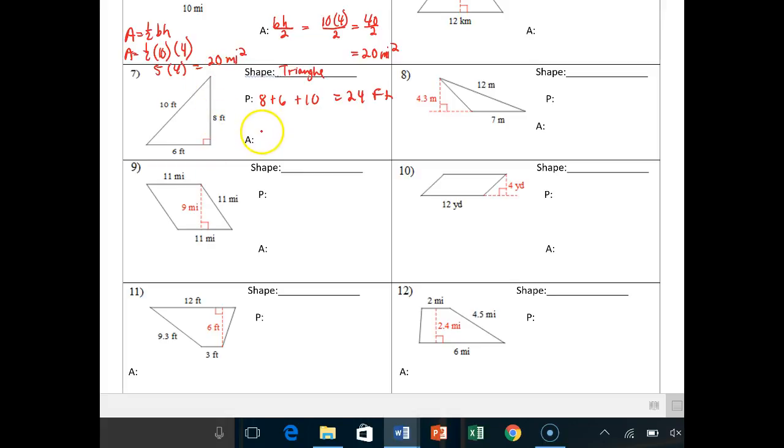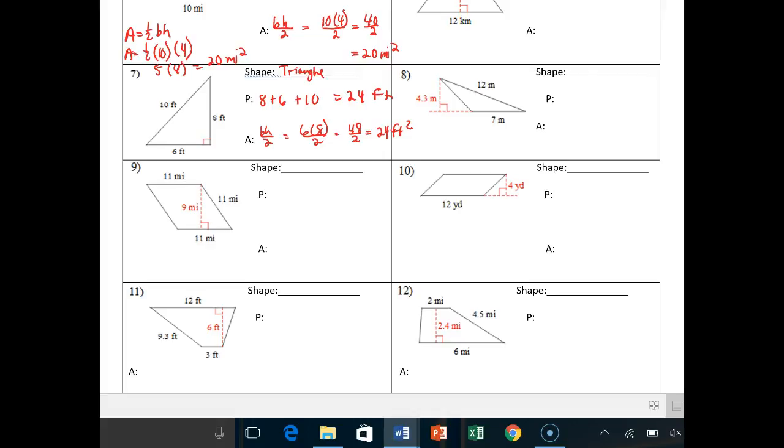So area is equal to base times height divided by 2, or area is equal to 6 times 8 divided by 2, which is 48 divided by 2. And in this case, it's one of the few times our perimeter and area actually equal each other, except the area is 24 feet squared rather than 24 feet.